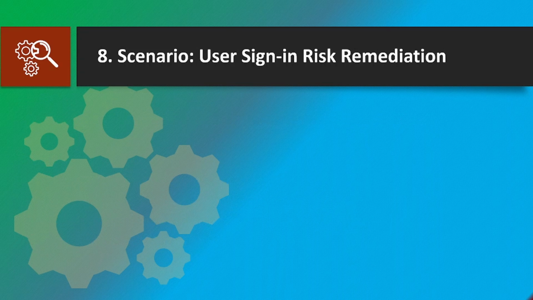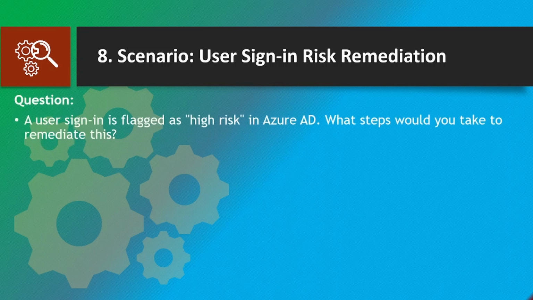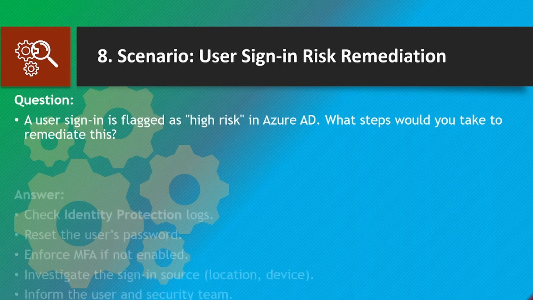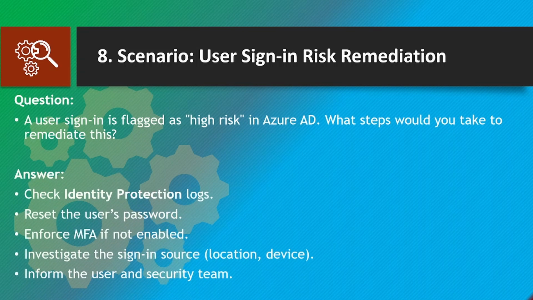Moving on. Eighth scenario, user sign-in risk remediation. Question: a user sign-in is flagged as high risk in Azure AD. What steps would you take to remediate this? Answer: check identity protection logs. Reset the user's password. Enforce MFA if not enabled. Investigate the sign-in source, location, device. Inform the user and security team.